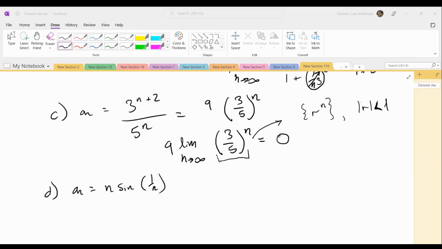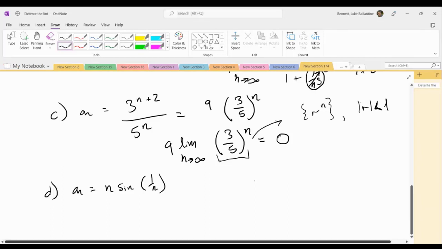Does anyone know how to find this limit? You know what? I didn't think about that, but I think that will work. Let's do that. So sine of 1 over n. Wait, no, that doesn't work. I'll show you why. So let's try it.